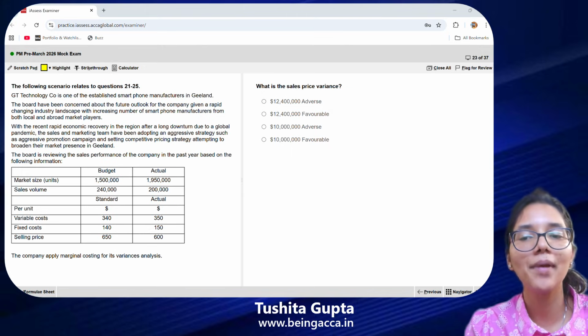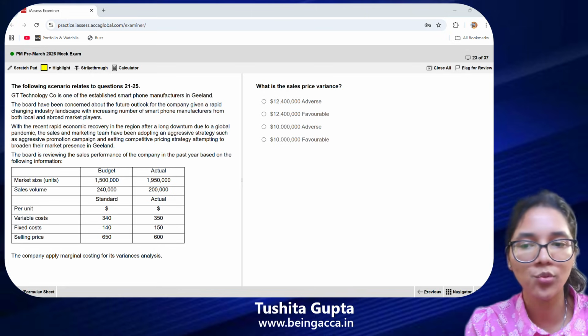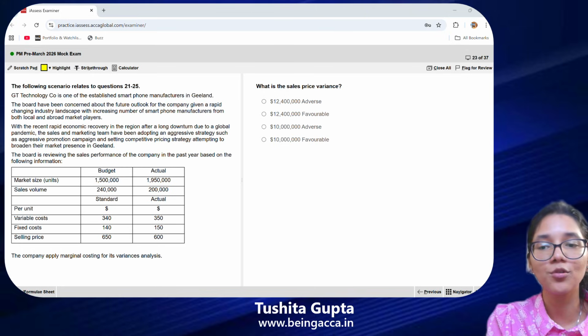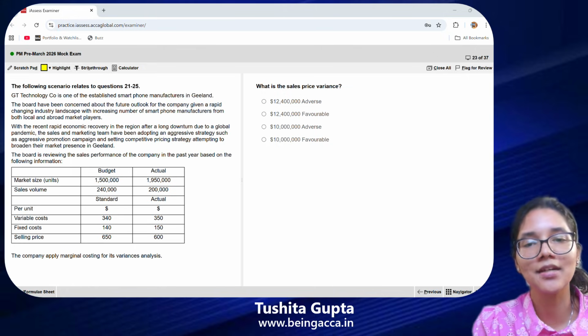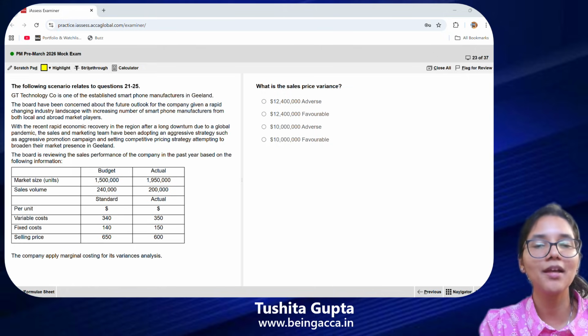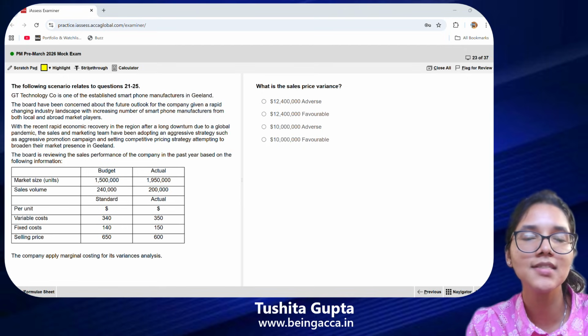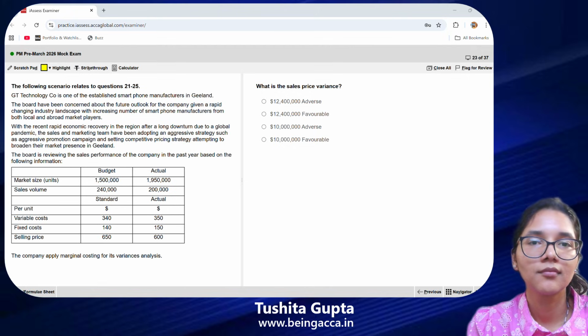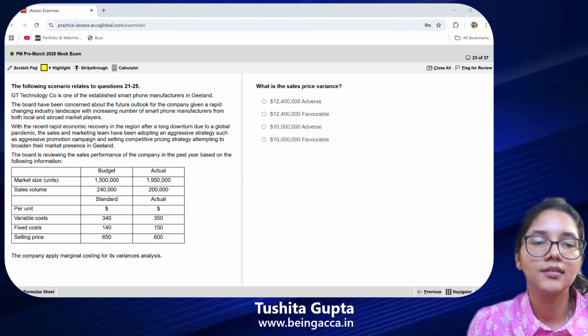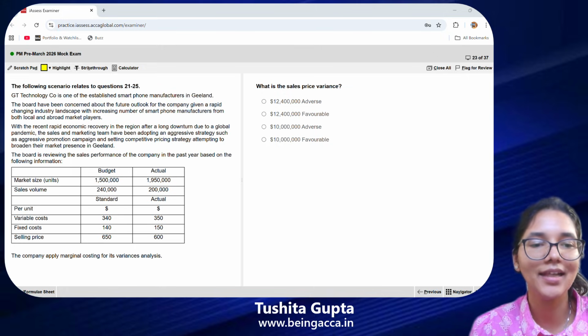So I will compare what my standard price was. I was thinking I will sell the goods at 650, but I was only able to sell the goods at 600. So good thing or a bad thing? Will my answer be favorable or adverse? Adverse because the selling price, yes, we are selling it at a lesser price.